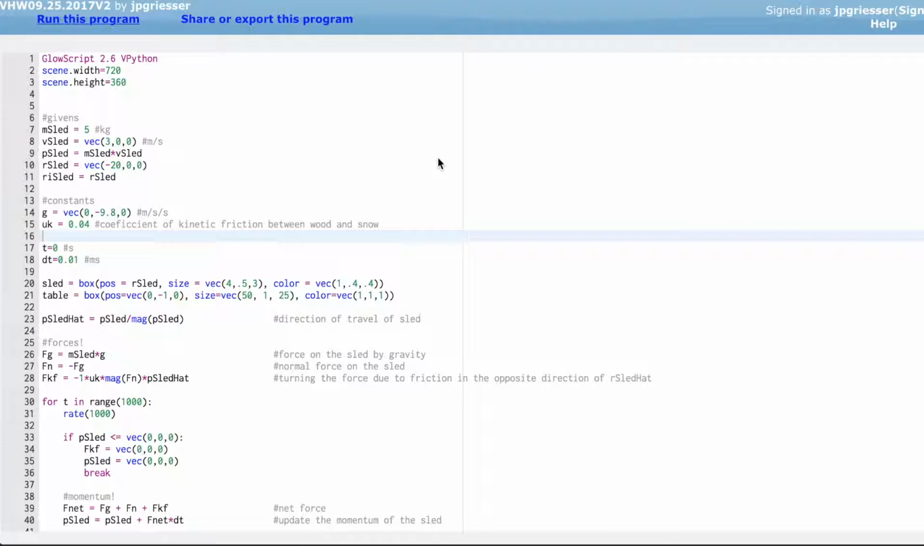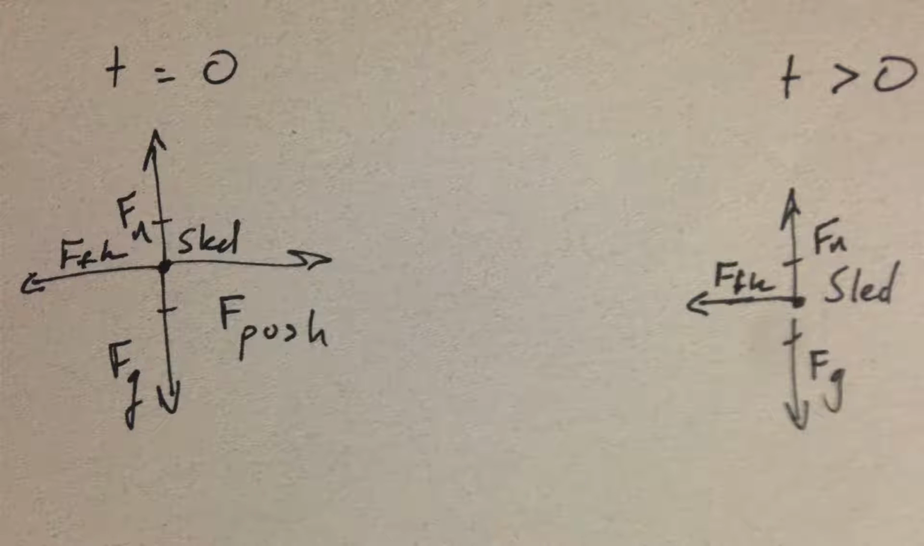We are looking at a 5 kilogram sled that has been pushed with a force to give it an initial velocity of 3 meters per second in the x direction. The coefficient of kinetic friction between the snow and the wood is 0.04. We'd like to find out how far the sled travels before coming to a complete stop.